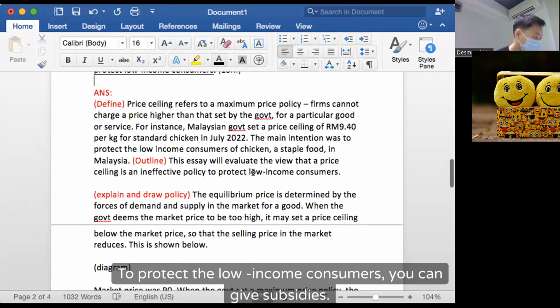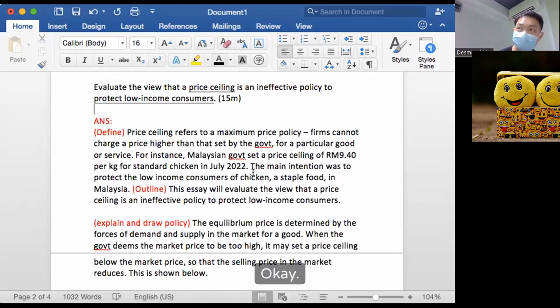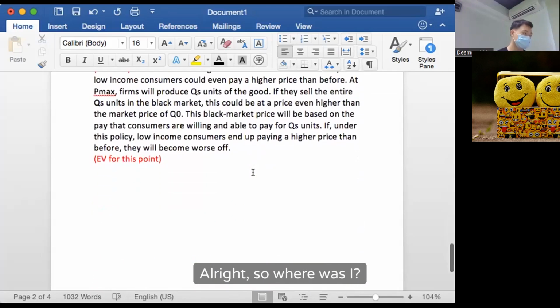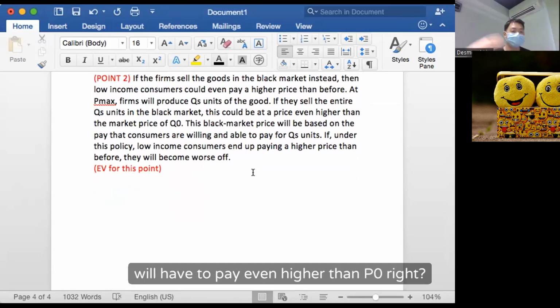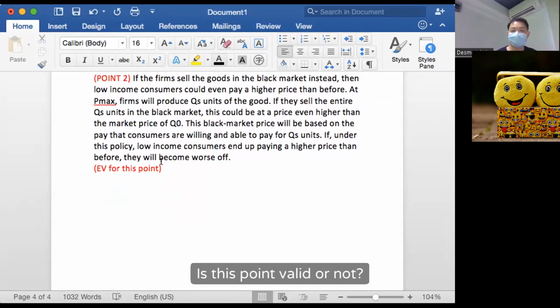Wait, then what alternative will you give for this? To protect the low-income consumers, you can give subsidies. Okay, give subsidies. Can. All right, so where was I? Okay, so for this, we said that a black market could arise and then people will have to pay even higher than P0. So the next thing is we challenge our point here. Is this point valid or not?